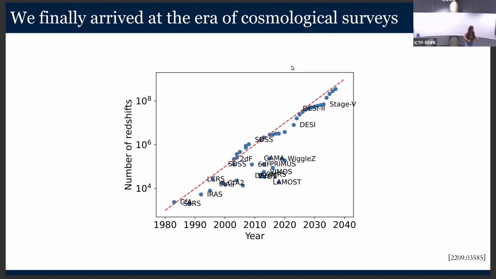Number of redshifts, like the number of galaxies. Put it like this: you're expecting to measure 10 to the 8 galaxies, the redshifts of 10 to the 8 galaxies.